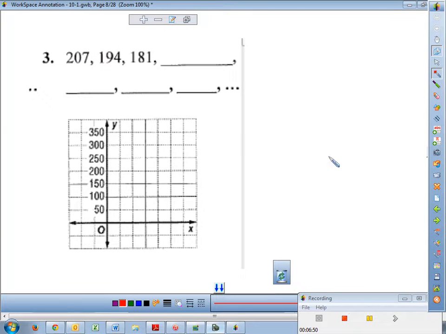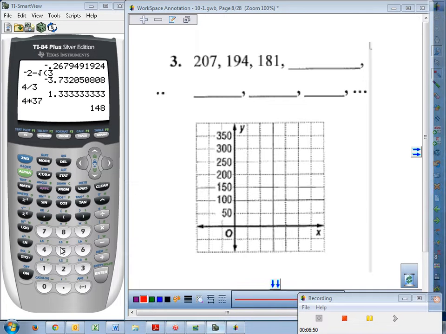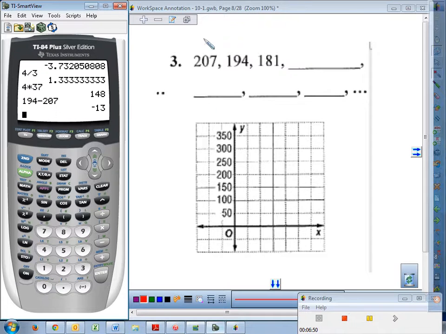One more that I'll do with you here, maybe two more. So I need to find the common difference. They tell me in the instructions it's arithmetic, so take 194 minus 207. And this might be a nice little calculator problem. So 194 minus 207, my common difference equals negative 13.